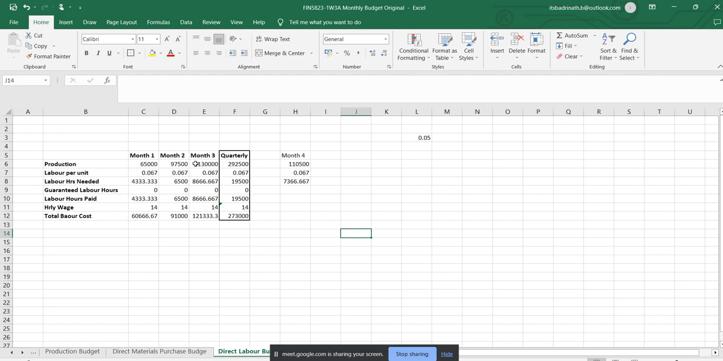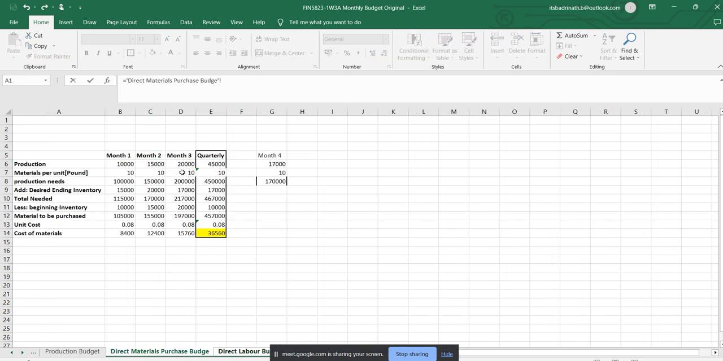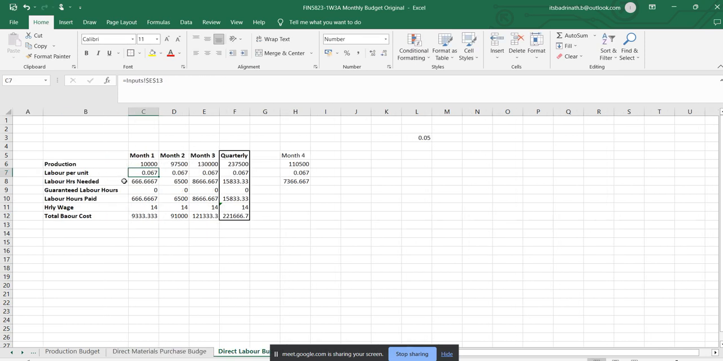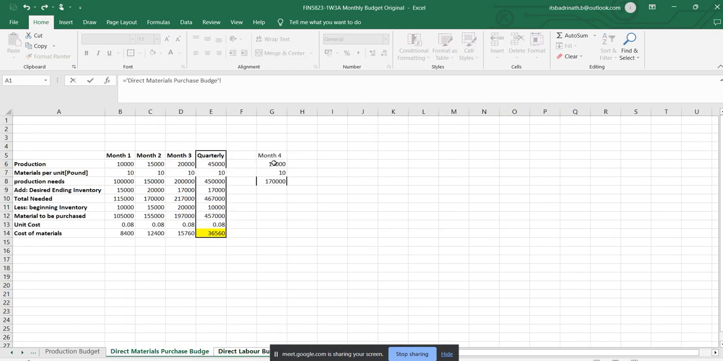Okay. So now let us evaluate the labor budget. Same thing. How many units are we producing? You can take the number of units from direct material, the total number of units that were produced. These are the number of units that are produced. And for the fourth week, you are supposed to take it like this.